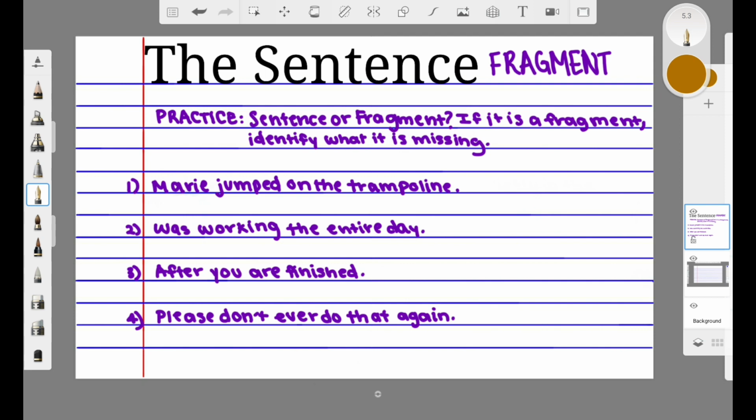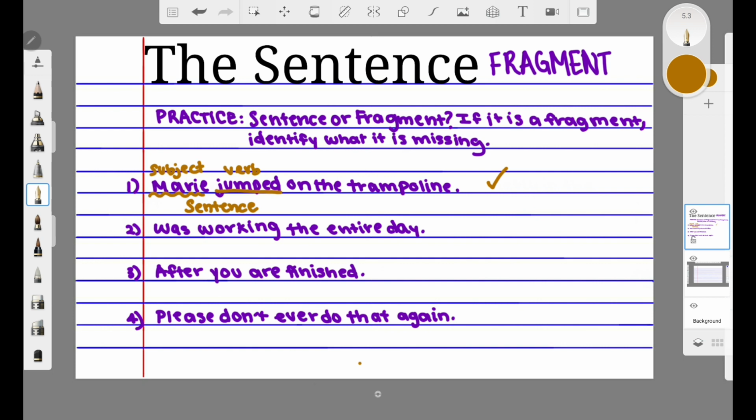Okay, first one. Mary jumped on the trampoline. All right, we're going to start with our verb because it's the easiest thing to identify. It's the action. Jumped. We have a verb. Now we have to look for a subject. Who is jumping? Or who jumped? Mary jumped. Mary is our subject. So we have both a subject and a verb. Therefore, this is a sentence. It's a complete sentence. It has a subject and a verb. It expresses a complete thought and everything is fine.